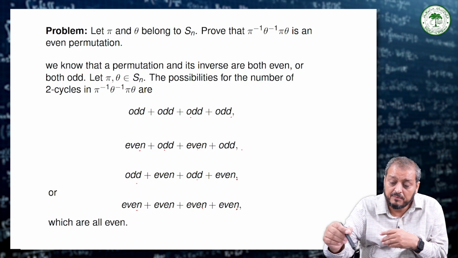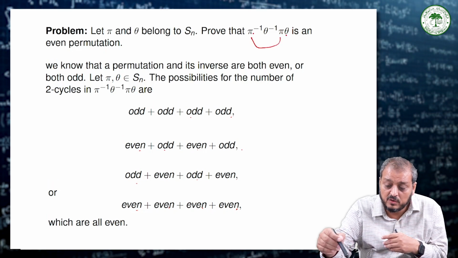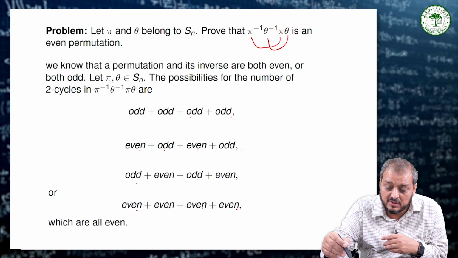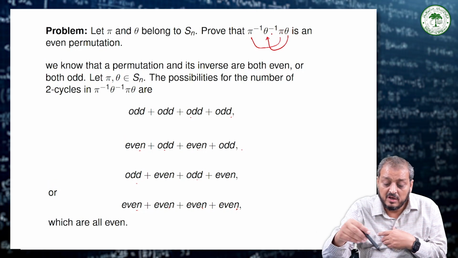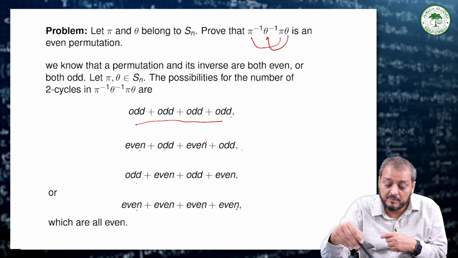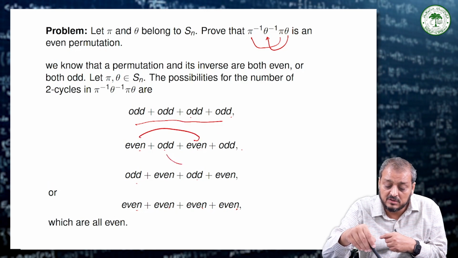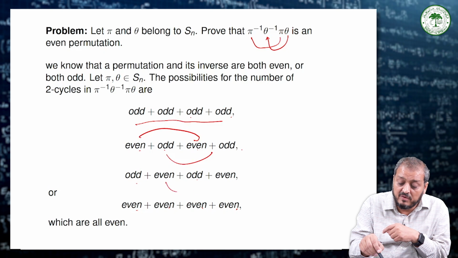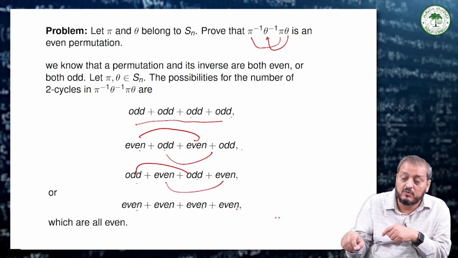So if pi is even, then pi inverse is even; if theta is even, then theta inverse is even. So if we take both odd, this is a possibility, then pi is odd and its inverse is odd, and similarly we have one even and one odd, and so we have two possibilities of this.